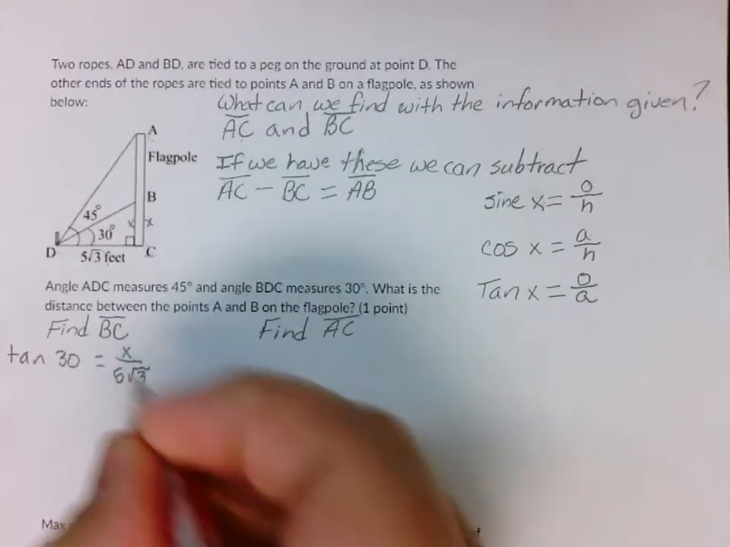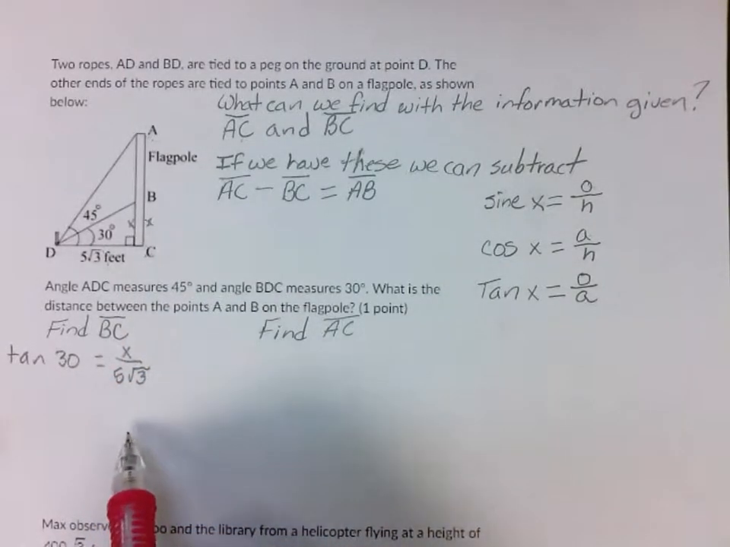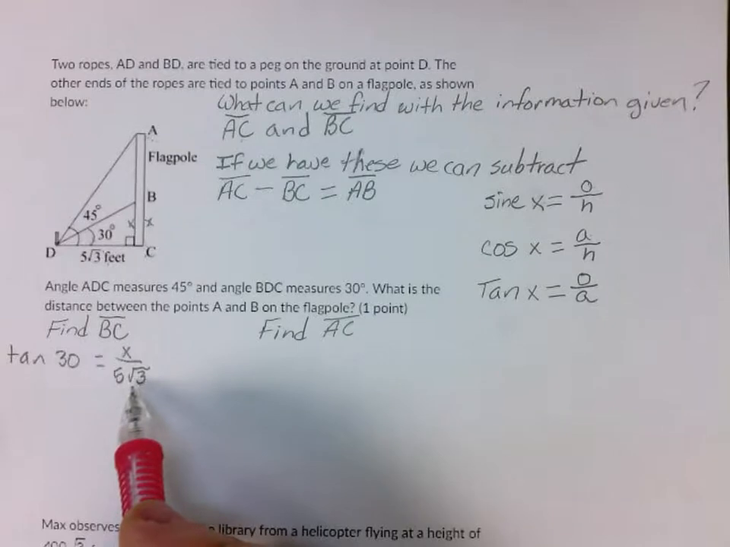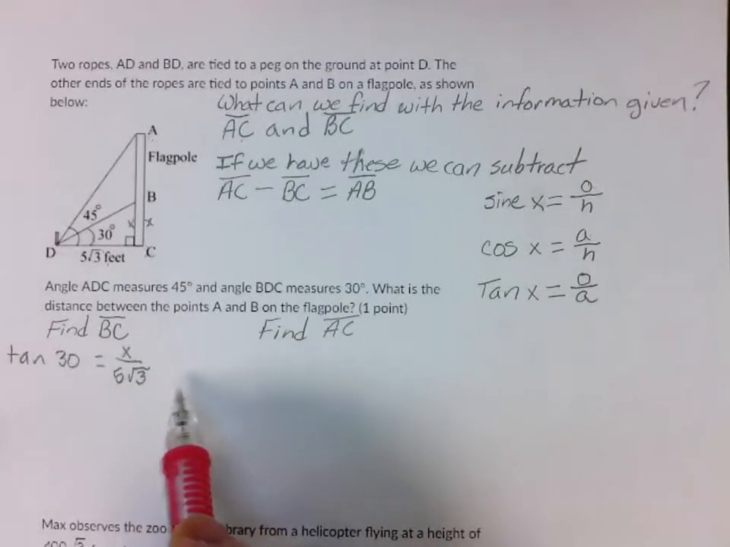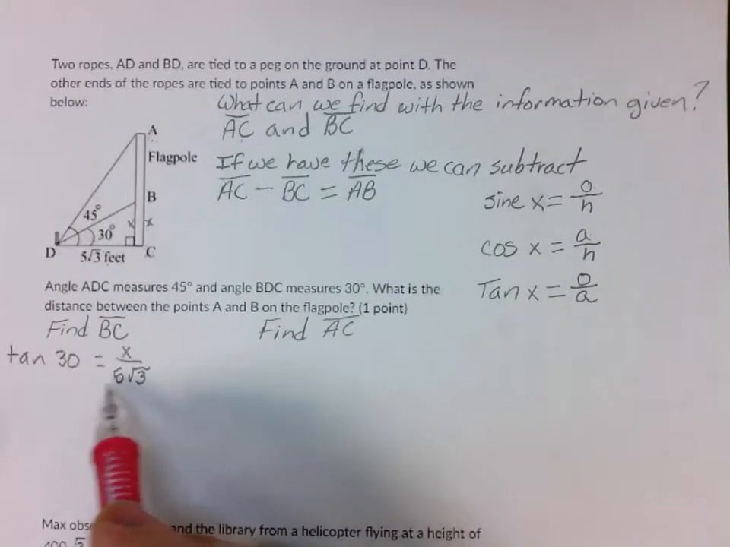Now, don't let this 5 square roots of 3 scare you, okay? There's a couple ways you can do it depending on what calculator you have. If you have a calculator, you can put parentheses around it and put 5 times the square root of 3 in your calculator, and it'll solve it for you. Or if you don't have that, you can take 5 times the square root of 3 and get a decimal, and you can use it that way. So don't let that square root scare you into thinking that you can't solve this.